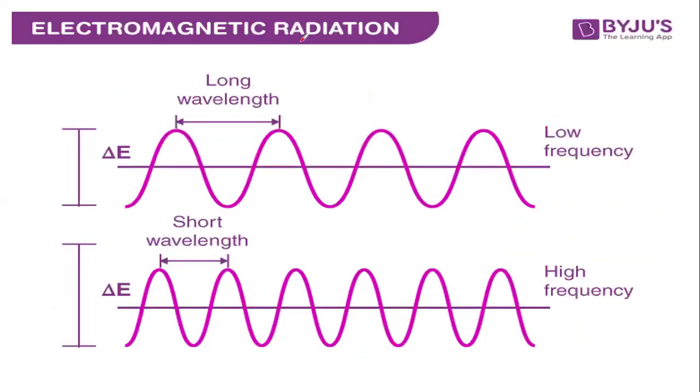This is the same illustration. Long wavelength means you have low frequency. High frequency means you have short wavelength. Okay, so we continue.